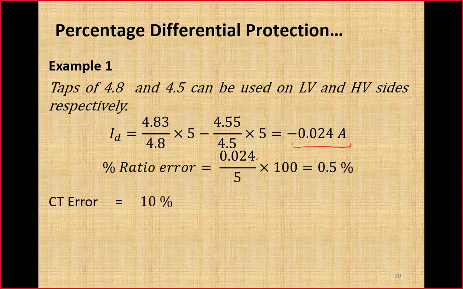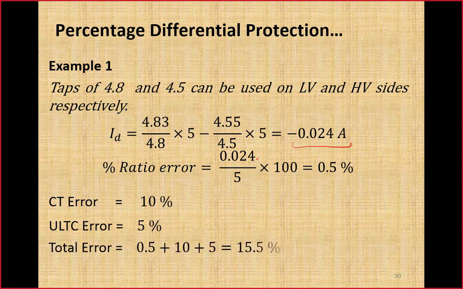Now CT error could be maximum up to 10%, so that error will be 10%, and the underload tap changer will introduce a plus minus maximum possible error up to 5%. So when we add all these error currents, the total error will be 0.5 plus 10 plus 5, that is 15.5%. So now here the slope setting will be 15.5 plus a safety margin of 5, so that will become 20.5 and the closest value is 20%. So the slope that we can select for this percentage differential relay is 20%.